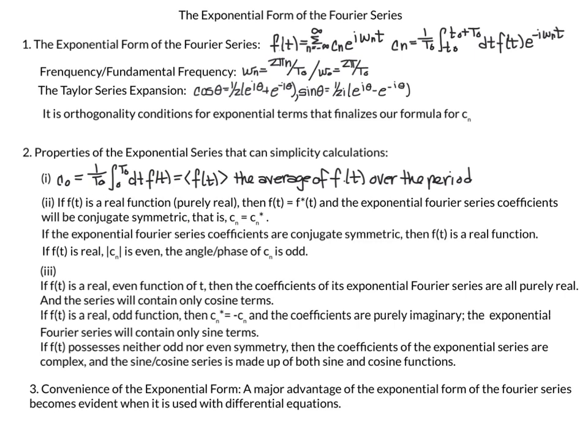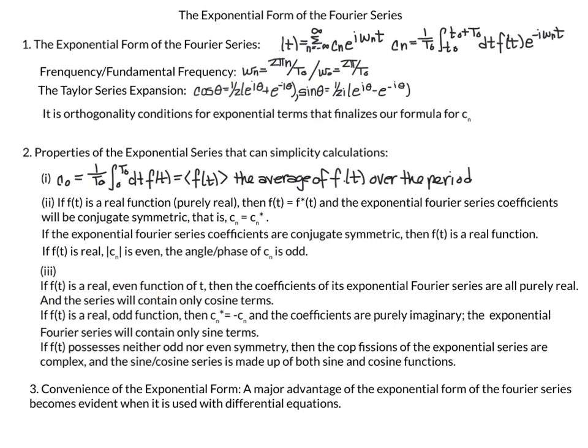The last property is one I had alluded to in my last video. If f of t is a real even function of t, then the coefficients of its exponential Fourier series are all purely real, and the series will contain only cosine terms. It kind of makes sense. If you have an even function, you're going to model it with cosines because the cosines are even functions. It would be really hard to get an odd function to look right when you're modeling an even function.